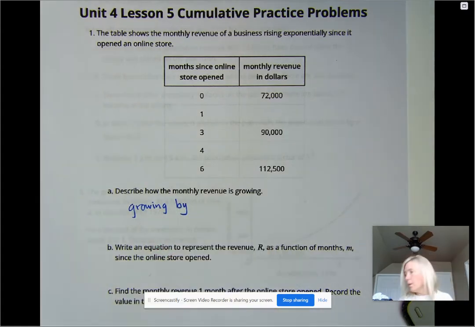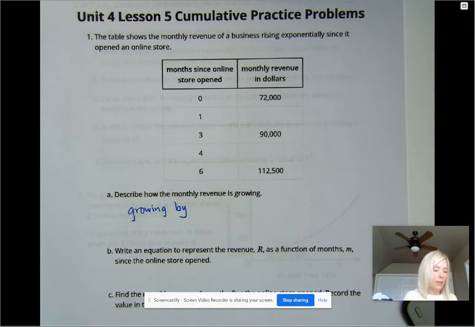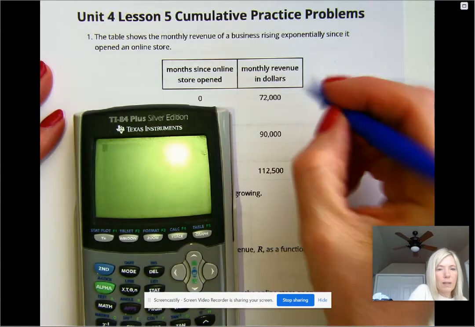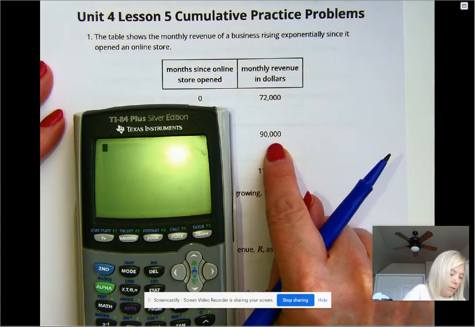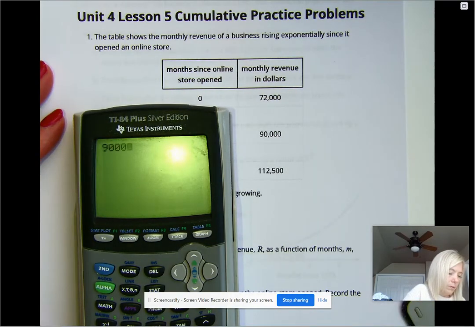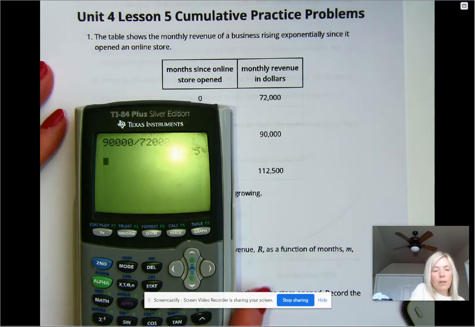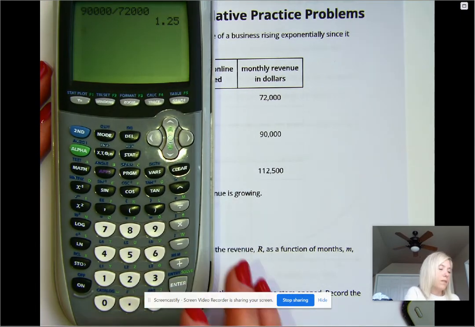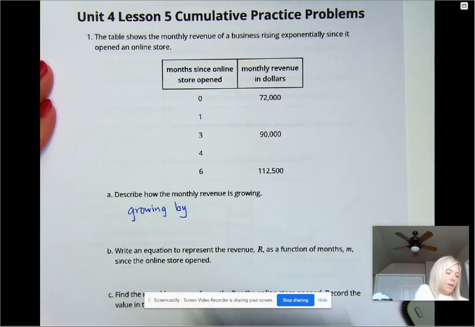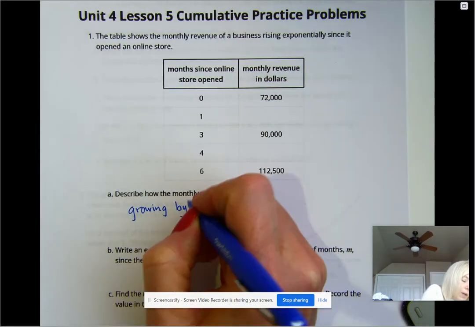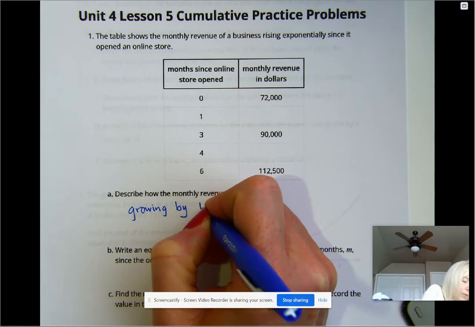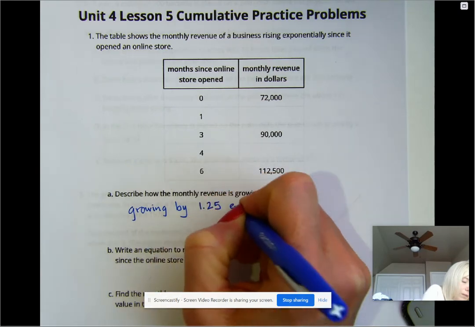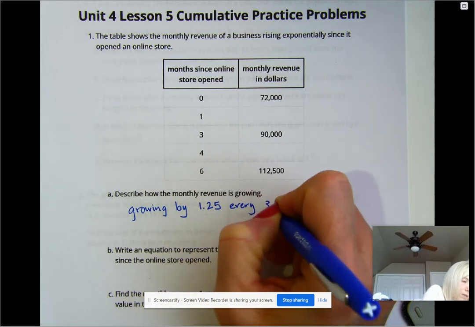And so to figure out the percent, grab my calculator, I have to figure out what's 90,000 divided by 72,000. 1.25. So if it's growing by 1.25, that's going to be the growth factor, but it's every 3 months. So I could say it's growing by 1.25 every 3 months.